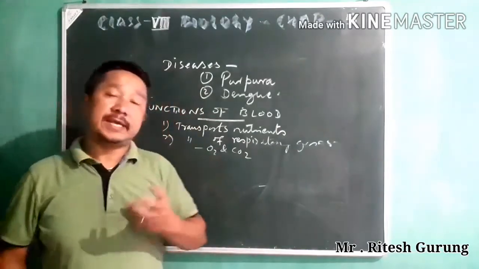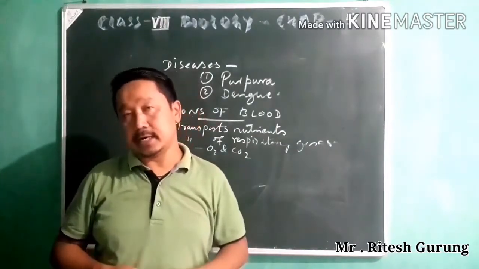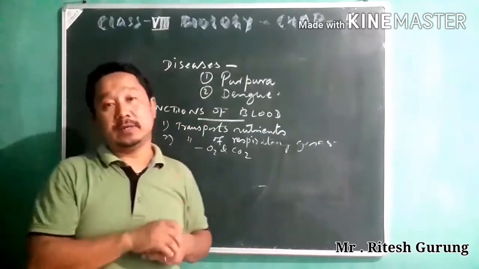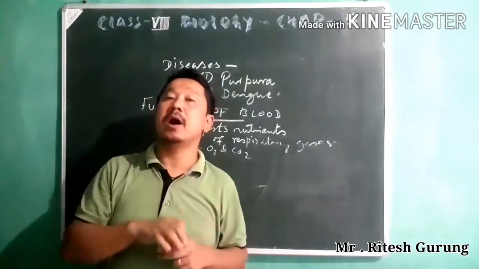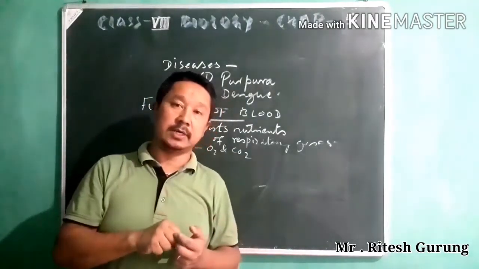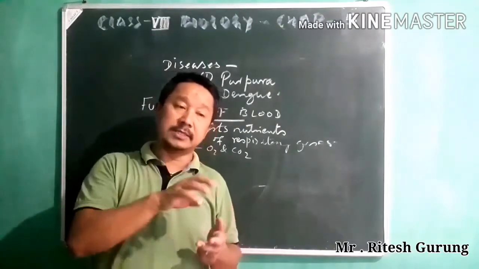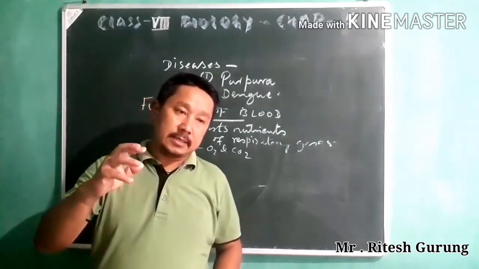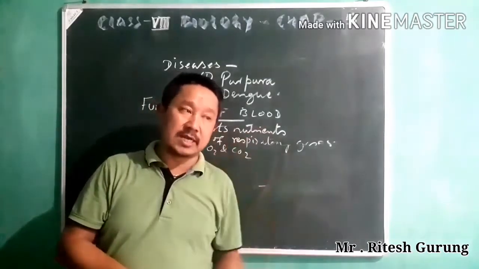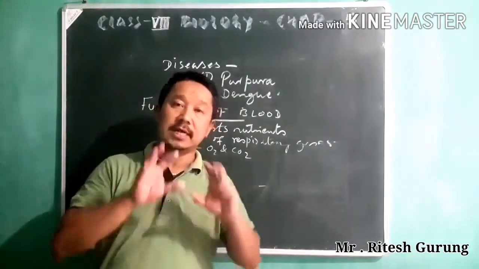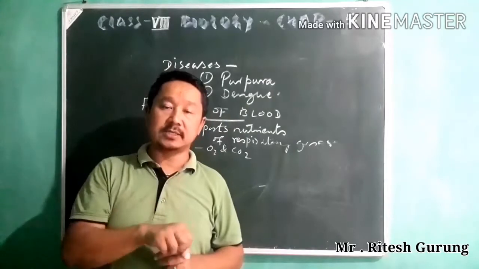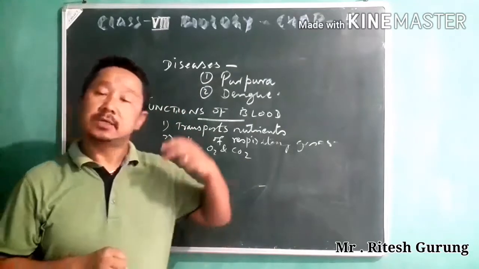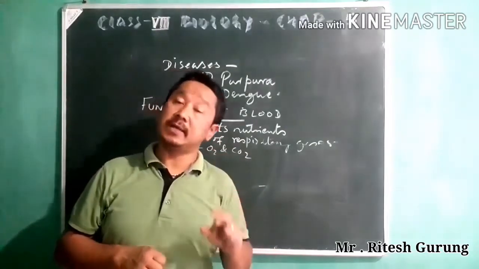When we inhale the air, the hemoglobin present in RBC picks up oxygen only there in the lungs, and from the lungs it is transported to all the living cells. In the cells, when that oxygen is utilized for the oxidation of food, carbon dioxide is formed. That carbon dioxide is again picked up by hemoglobin and brought back to the lungs, and from the lungs it is thrown out. So this is done by the blood only.